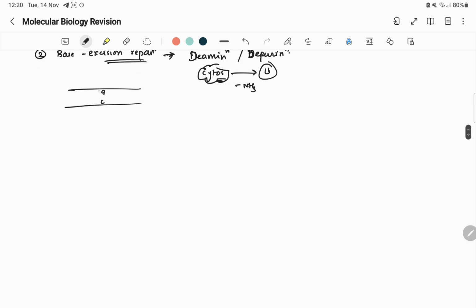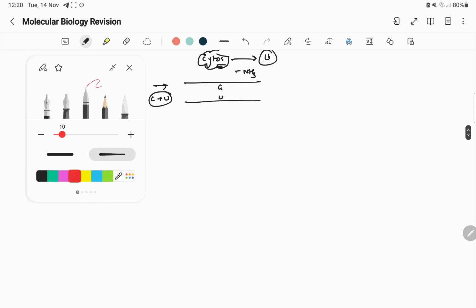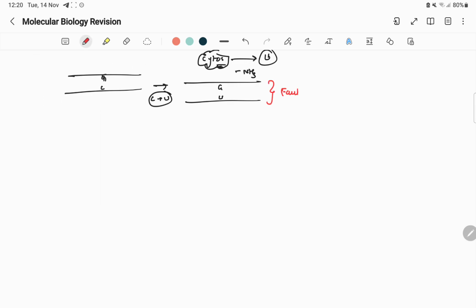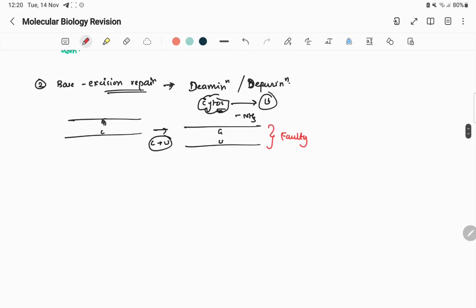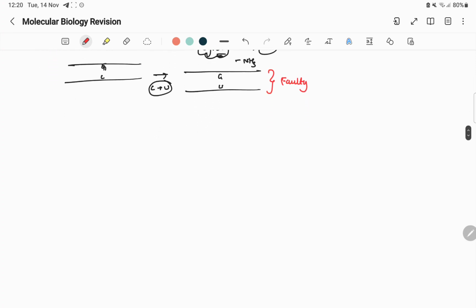Like, your GC was there, and this was correct, and after deamination, C is converted to U, so G will be there and U will be there. This is a faulty DNA. So what happens, we have the base excision repair. What we do is that there is an enzyme first, uracil DNA glycosidase.